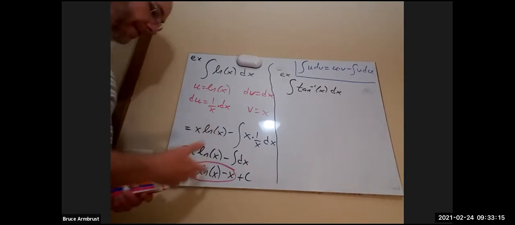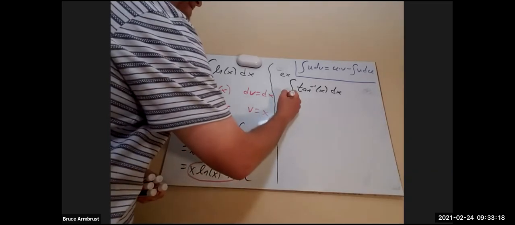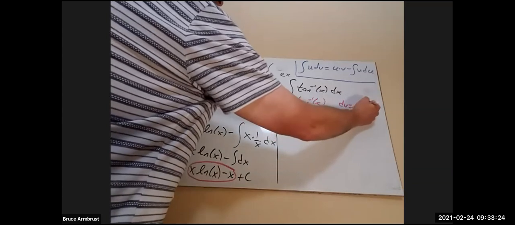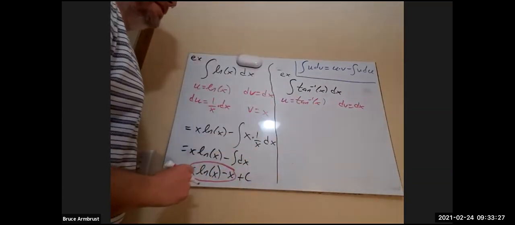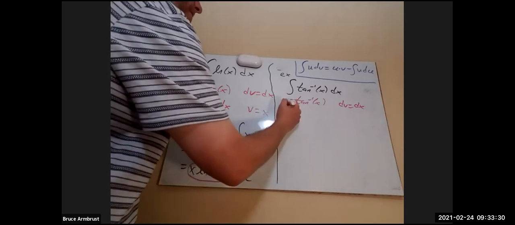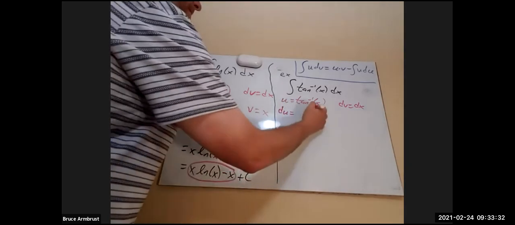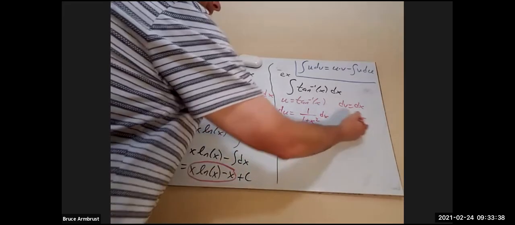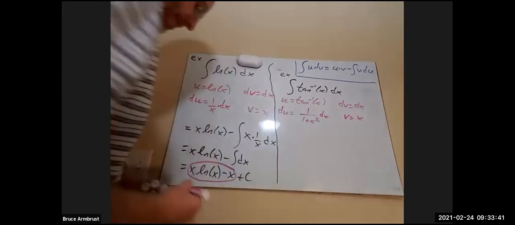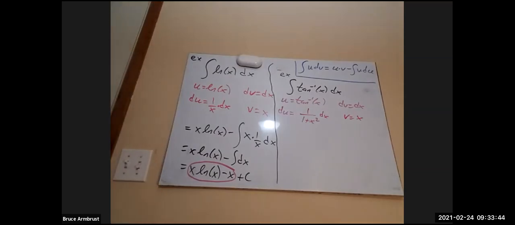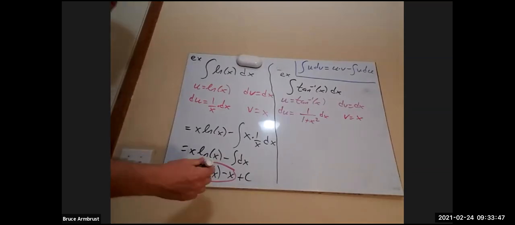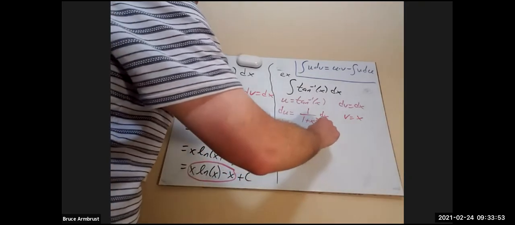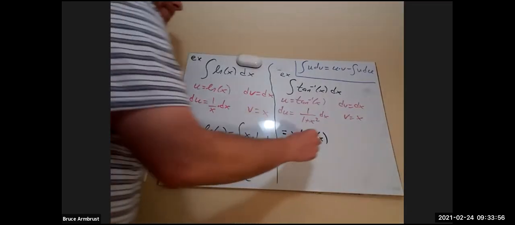All right, so if this is going to work out, we've got to let u be inverse tangent. And of course, dv is going to be dx. So du, hopefully you guys remember the derivative of inverse tangent is 1 over 1 plus x squared. And then the integral of dx again is just x. All right, so let's put it into the form. We're going to get u times v, so x times the inverse tangent of x minus the integral of v du.